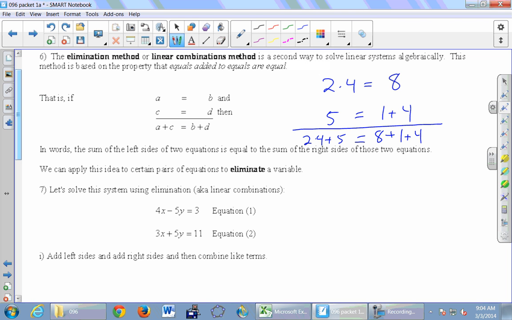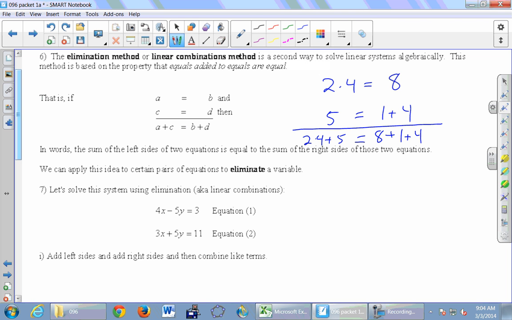All right, so that's what we're going to do here in number 7. Let's take a look at these two equations. 4x minus 5y equals 3, and 3x plus 5y equals 11. If we were going to use the technique from the previous page, we would have to first start by solving one of those equations for one letter. And remember, a lot of times that leads to fractions. Is there a nice way to avoid that? Can we avoid getting to fractions if we solve one equation for one letter?